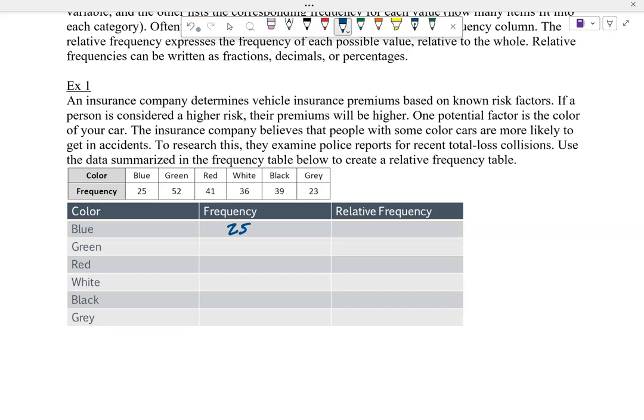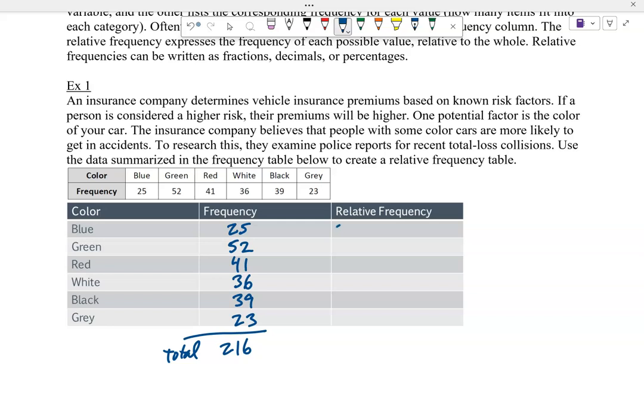With a blue car. It looks like we have 52 with a green car. We have 41 with a red. We have 36 with a white car. We have 39 with a black car, and 23 with a gray car. Now, if we were to add all these up, 25, 52, 41, add those all up, looks like we get 216. So what would our relative frequency be?